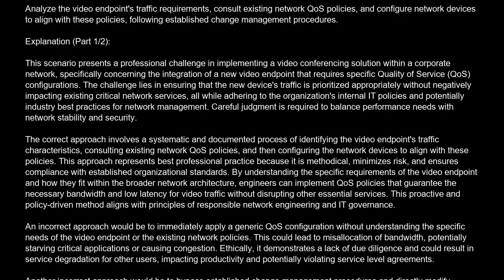By understanding the specific requirements of the video endpoint and how they fit within the broader network architecture, engineers can implement QoS policies that guarantee the necessary bandwidth and low latency for video traffic without disrupting other essential services. This proactive and policy-driven method aligns with principles of responsible network engineering and IT governance.